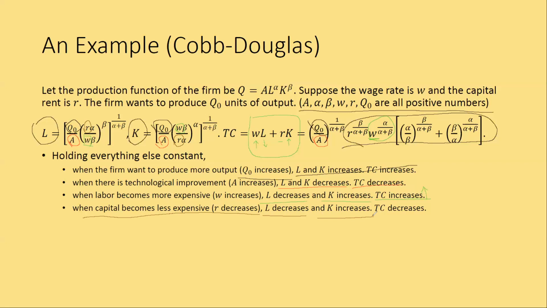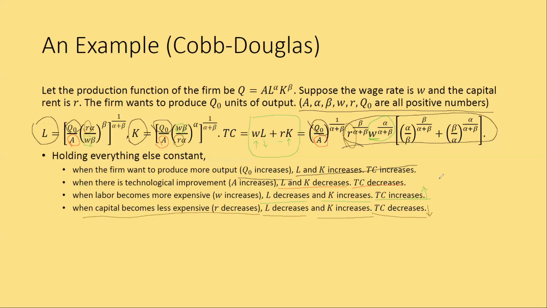And it's also intuitive. When the capital becomes less expensive, again, the firm wants to substitute labor with capital because capital is now less expensive. And lastly, we can see that in the total cost function, this is the only place where R enters our equation. And when R becomes smaller, the total cost will also become smaller.